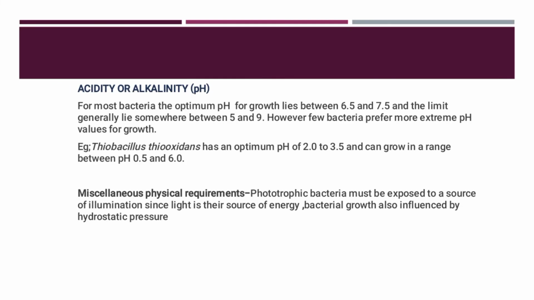Next, last is the acidity and alkalinity. Bacteria have a minimum pH. The pH of the media is mainly 6.5 to 7.45. So when we prepare the media, we check the pH for culturing of microbes. Apart from this, miscellaneous physical requirements are also included, such as illumination of light, source of energy, and also hydrostatic pressure.